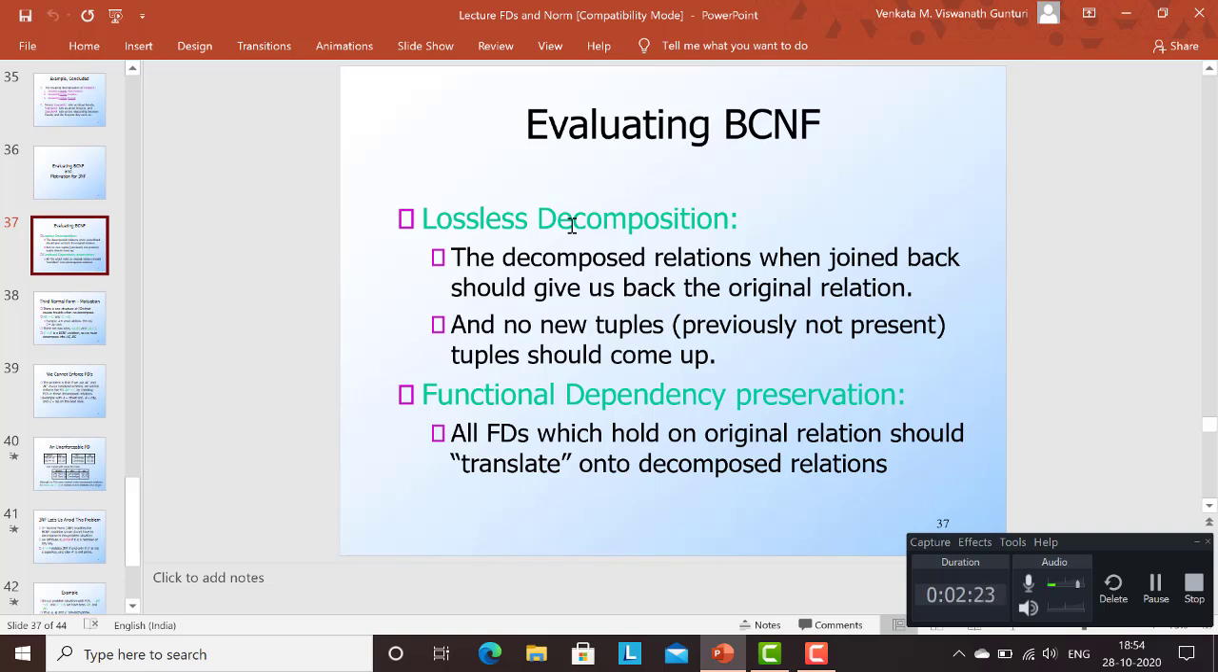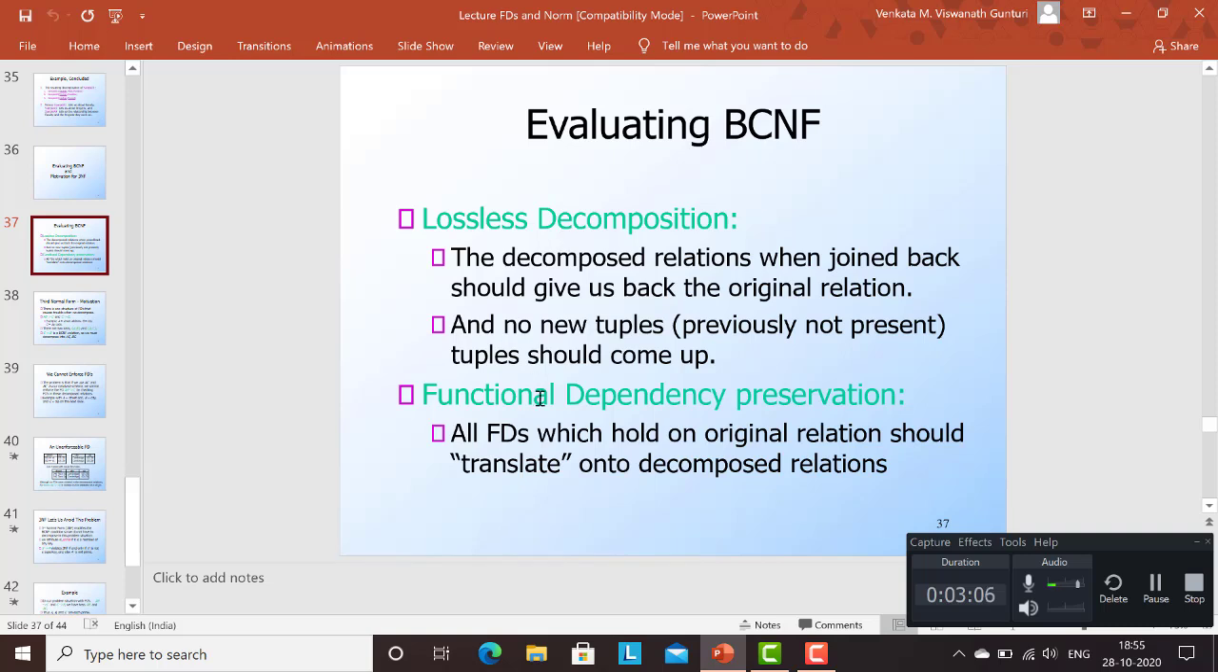And what is lossless decomposition? If we are given a big table and we decompose it and we try to join back the decomposed relations, we should get back the original relation. And in this process, no tuple should be lost, and no new tuple which was previously not present should be created, right? So data should neither be lost nor new data be created which is not originally there. So that is lossless decomposition. We'll cover more of this in a different video if time permits. There is something called the chase test. We'll see if we can cover that.